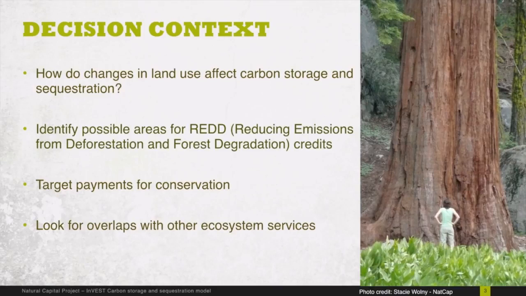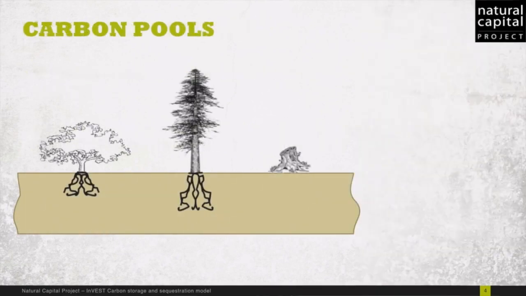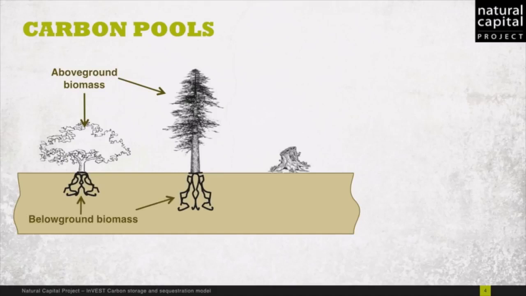The way the model works is to consider 5 carbon pools. The first 4 carbon pools are related to each land use and land cover type. The first carbon pool is above ground biomass, which is the amount of living plant material above the soil. The second carbon pool is below ground biomass, which is the amount of living roots below the soil. The third carbon pool is soil carbon, which is the amount of carbon contained in the soil itself. The fourth carbon pool is dead wood, which is the amount of dead decaying plant material.